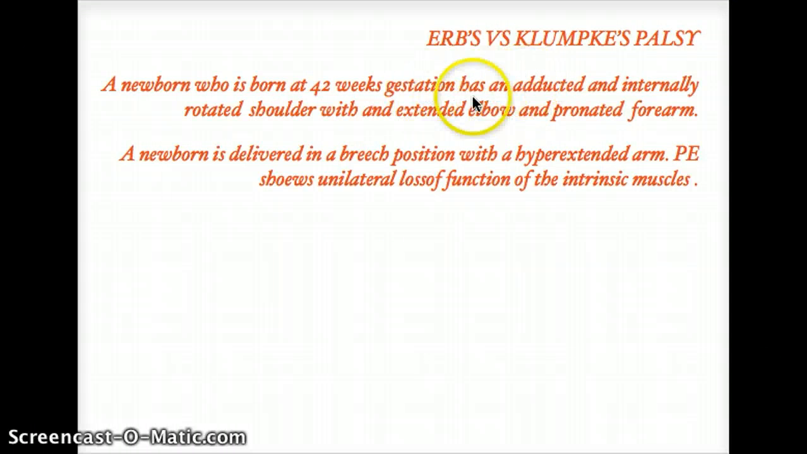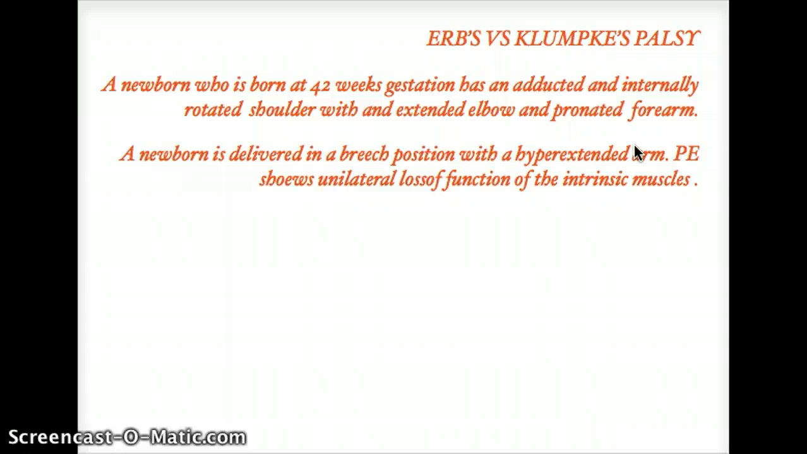Here it says that the arm is adducted, so it's towards the body, internally rotated, and extended elbow and pronated forearm. If you internally rotate your arm, obviously that's going to be pronated. That's going to give us the pronated forearm. So basically you are bringing your arm close to your body. First, let's say you stretch out your arm completely up in the air, and you bring it close to your body and you rotate it internally towards your body. So that is the situation that we are talking about. This particular situation, would it be Erb's or would it be Klumpke's?